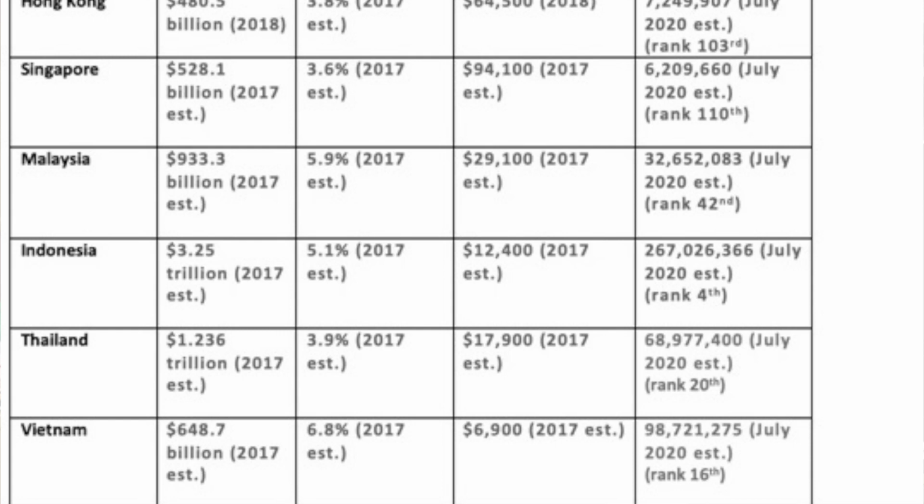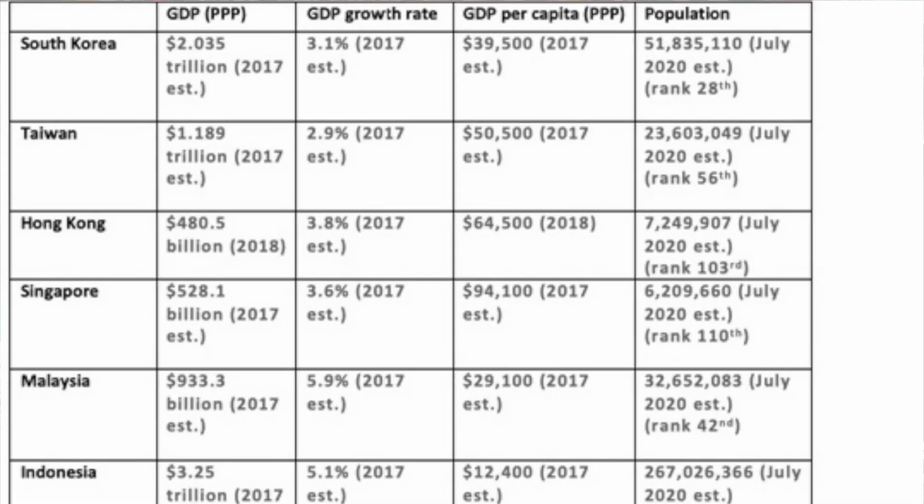Also on our list here, we've got Indonesia, ranked 4th in population. And then you can see some of the other countries have a lot smaller populations. Our smallest place on the list is Singapore, ranked 110th, and then Hong Kong is also really small. So I just wanted to point out the populations.